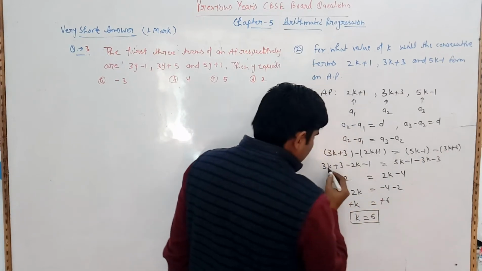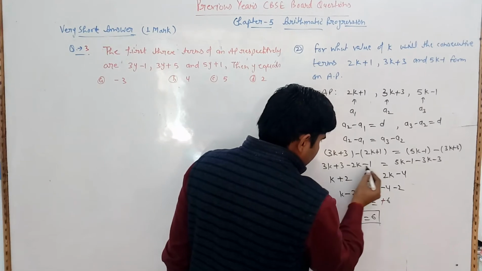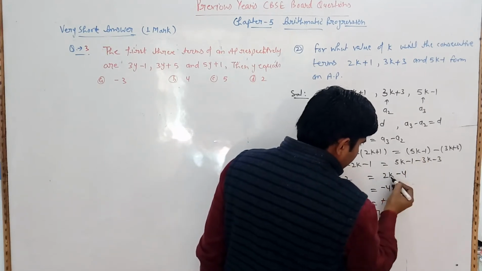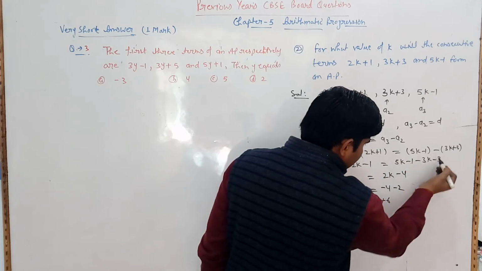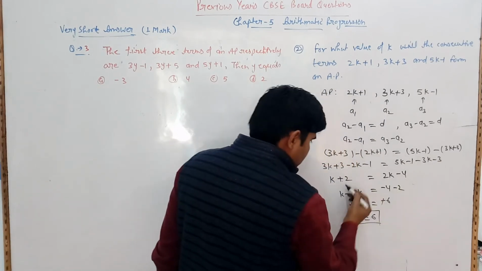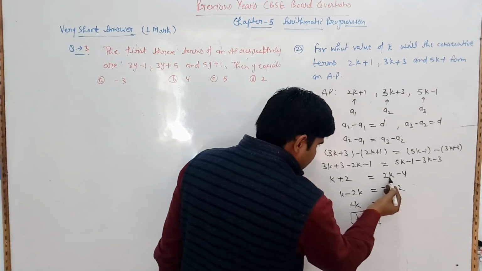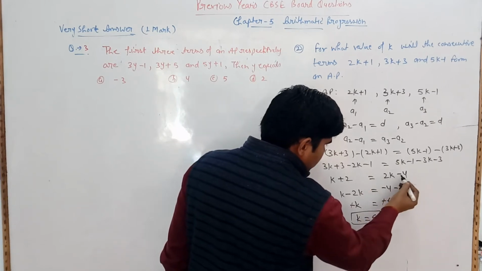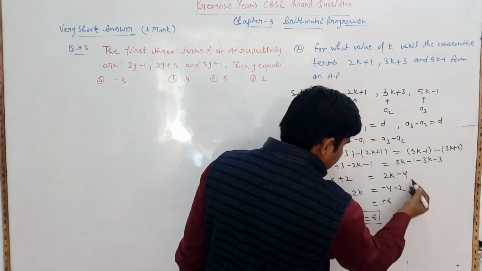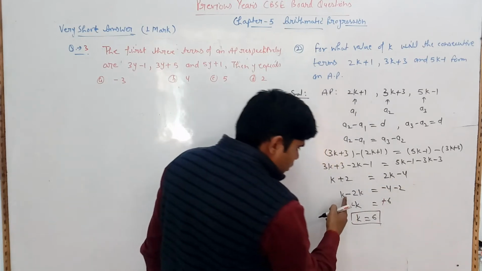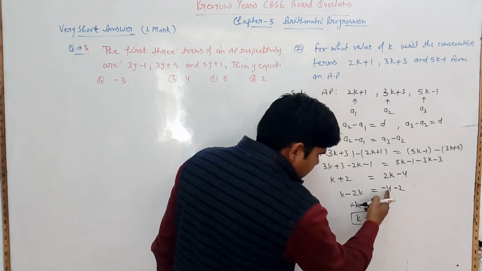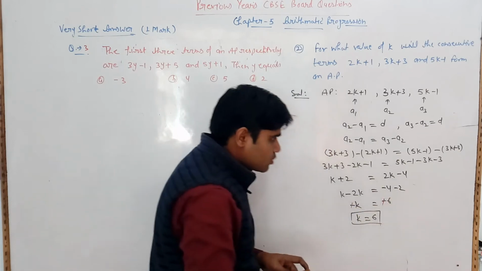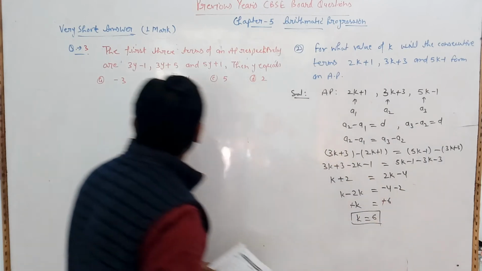minus 3. So 3k minus 2k is k, plus 3 minus 1 is 2, equal to 5k minus 3k is 2k, minus 1 minus 3 is minus 4. So k plus 2 on the left hand side, minus 2k, is equal to minus 4. Taking the 2 to the right hand side, minus 2. So k minus 2k is minus k, equal to minus 4 minus 2 is minus 6. Minus signs cancel out, k is equal to 6. For this value of k it is in AP.